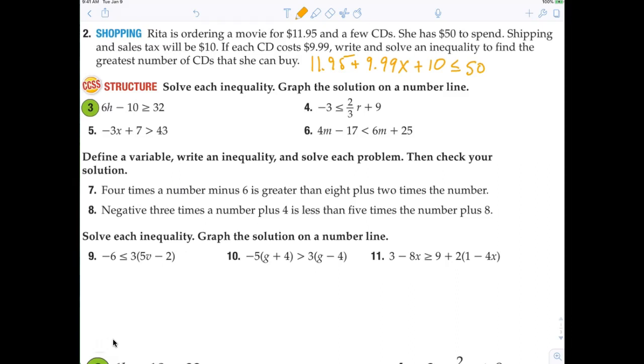It's costing me $11.95 for the movie that I want, right? And I'm going to have to pay $10 to ship everything that I buy, right? I have $50 in my pocket. I need $9.99 for every CD that I buy. So the $11.95 for the movie, plus $9.99 per CD, plus $10 to ship everything. All that has to be less than what? All that has to be less than 50.